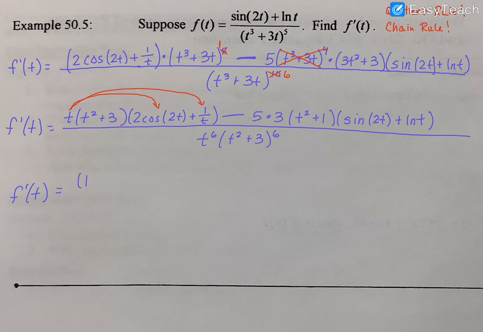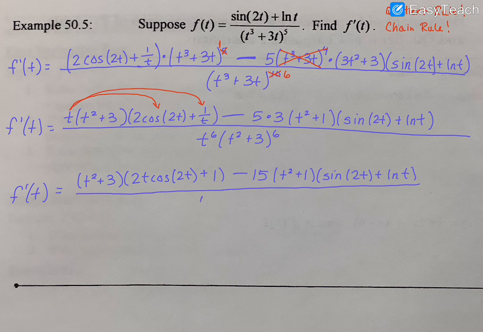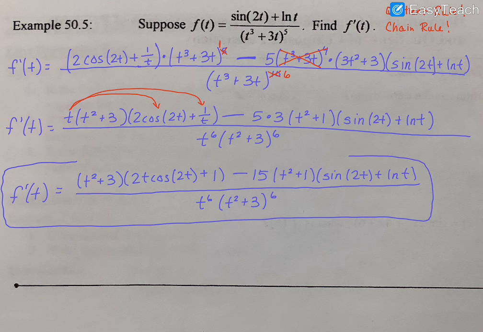So t squared plus 3, I'm carrying down. My t out front is going to multiply to both terms in the second parenthesis. So now I'm going to have 2t cosine of 2t plus, and when I multiply t by 1 over t, it just becomes a plus 1. Minus, about the only thing I can clean up on the last part there is 5 times 3 and make it 15. Still times t squared plus 1, and still times sine of 2t plus natural log of t, all over t to the 6th times t squared plus 3 raised to the 6th. And that's the answer that I have set in my notes.